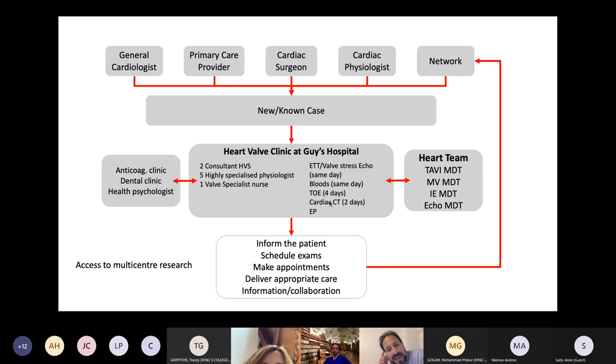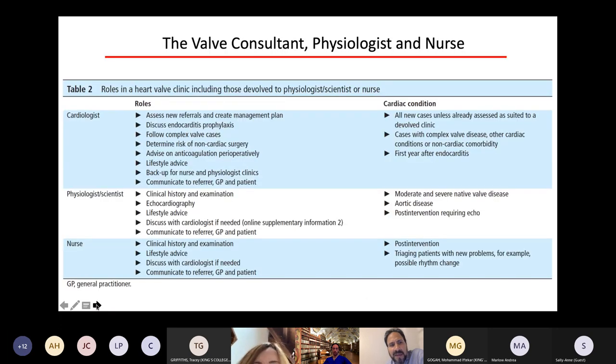Now, our main role in the clinic is to educate and inform patients, to schedule examinations, make appointments, deliver appropriate care, and to inform and provide information to our GP partners in the network and to work collaboratively with one another. One of the advantages of the valve clinic is that we also have access to state-of-the-art technologies to better define valvular heart disease for our patients with King's College London and international partners, and also access to multi-center cardiothoracic surgical research, which is occurring in the United Kingdom.